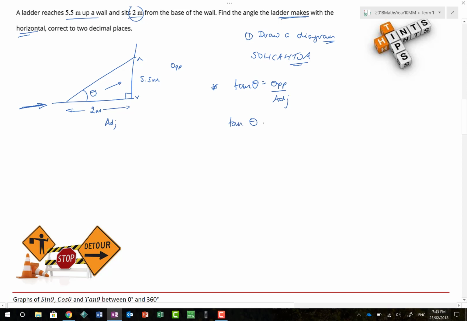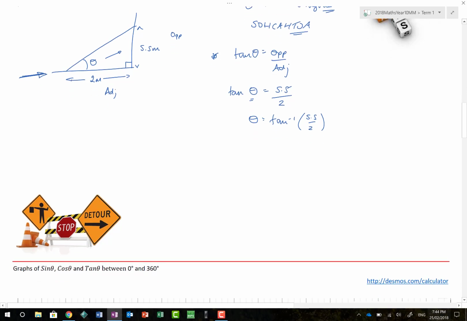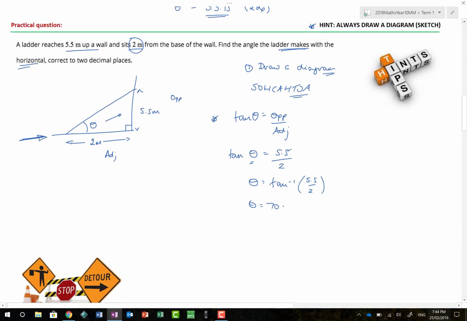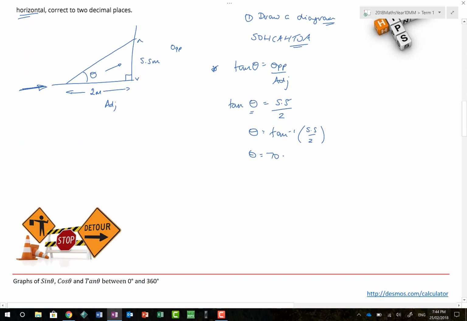Tan theta is equal to 5.5 divided by 2. Theta is equal to tan to the minus 1 of 5.5 over 2. Remember, it's the theta we're trying to get on its own, so the tan has to move. And putting that into my calculator of tan to the minus 1 of 5.5 divided by 2 gives me 70. Oh, hold on. Check the question. Correct to 2 decimal places. 70.02 degrees. Put the degrees, 2 decimal places in brackets, 2dp. And we get that value of 70 degrees.